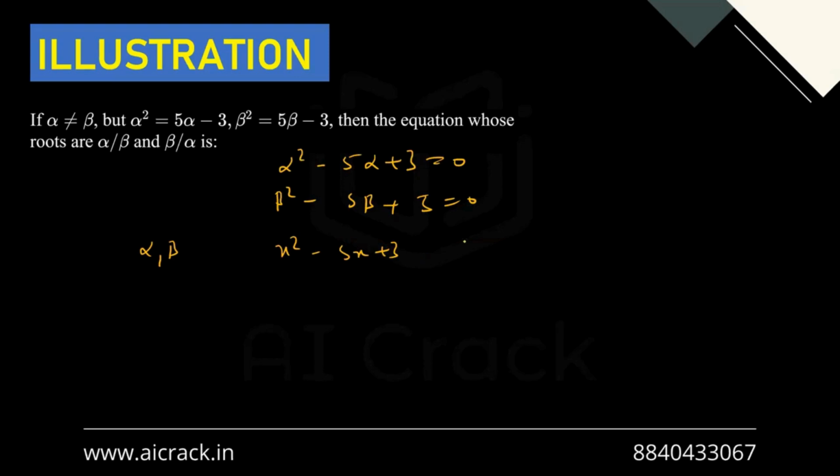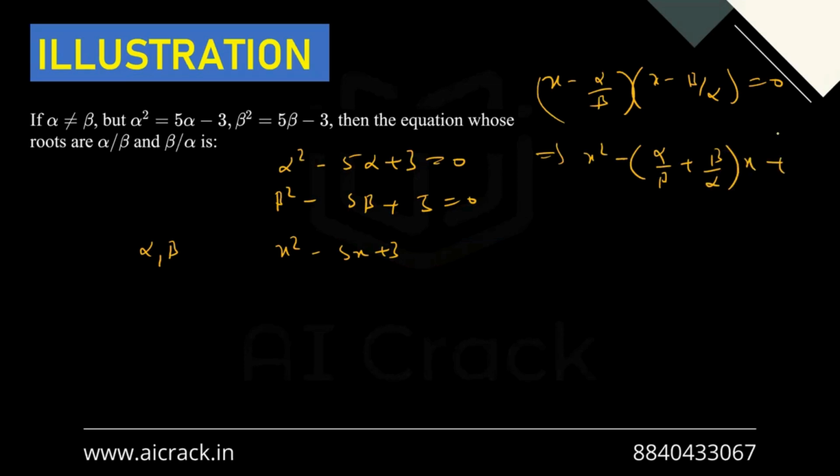Now we have to find out the equation whose roots are alpha by beta and beta by alpha. So the basic format of the equation would be x minus alpha by beta multiplied by x minus beta by alpha equals to 0. This would be the basic format. That means it would become x square minus alpha by beta plus beta by alpha x plus product of these, that would be 1, equals to 0. So we have to find out the value of this one to find out the equation whose roots are alpha by beta and beta by alpha, right?